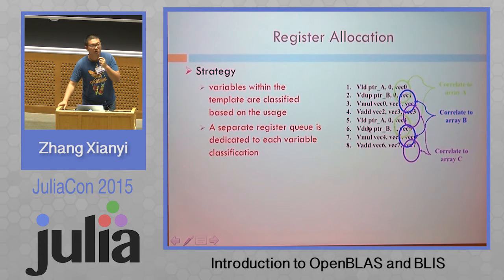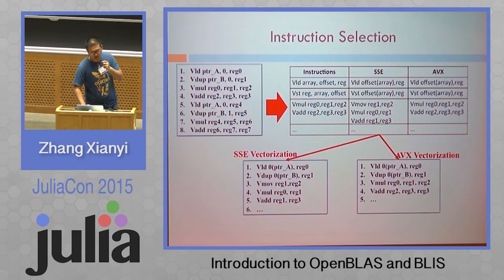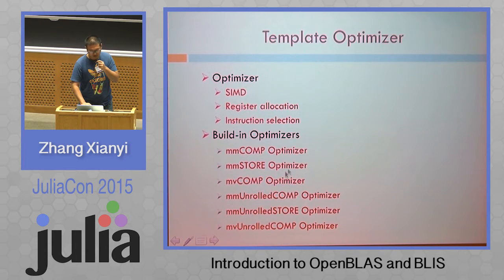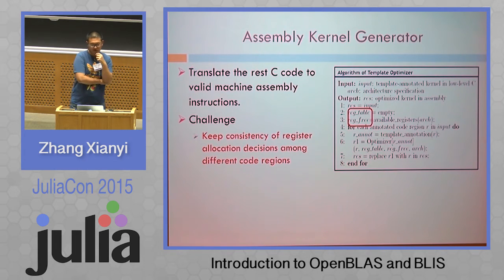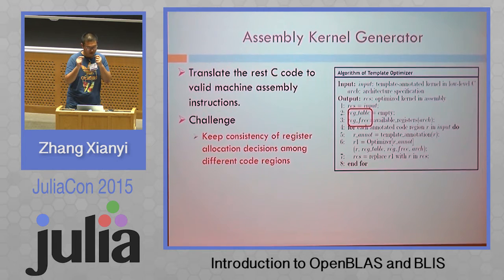And next, we allocate the registers for the variables. And next, we select the instructions for it. Now we support SSE vectorization and AVX vectorization. And now we support six optimizers. The last step is the assembly kernel generator, which translates the optimized C code to valid machine assembly instructions.